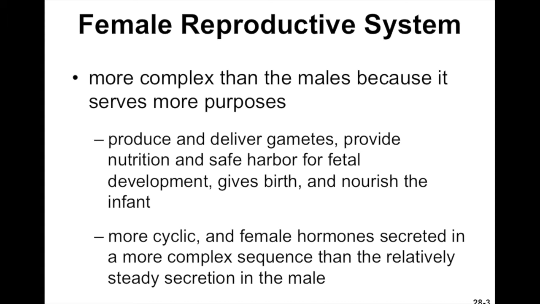There's more of a cyclical effect, as many of you are aware of, especially with the monthly cycle. And female hormones are secreted in a more complex sequence than the relatively steady secretion of hormones in the male. And that will account for your ovulation cycle, when you get your menses and your period, essentially. So that cyclical effect is really important in females, and it can get pretty complicated as far as the hormones are concerned.